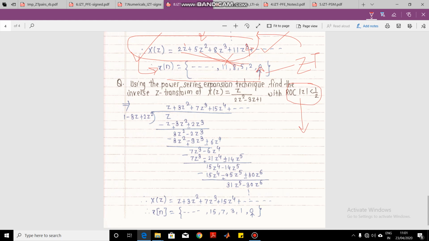If they are mentioning the ROC as mod of z less than half, what will I take, whether it is causal or non-causal? We have seen the very important property of ROC: when the ROC is the interior of a circle, mod of z less than a, then it is non-causal. And when it is outside, mod of z greater than a, then it is causal. So here it is less than, that's why our answer should be non-causal or anti-causal, and we should get the positive powers of z.